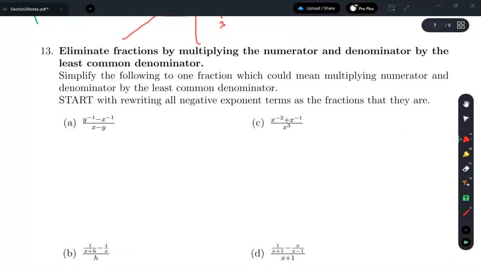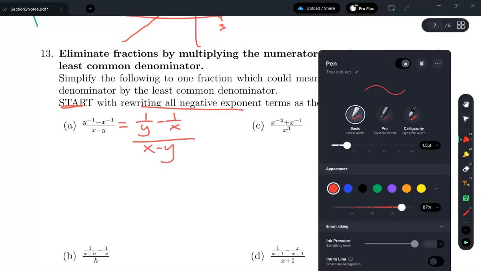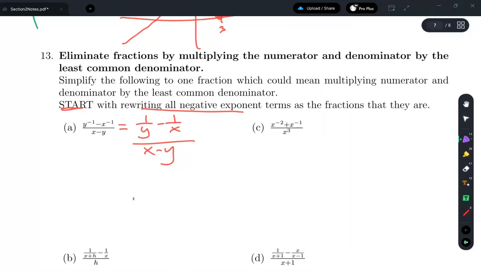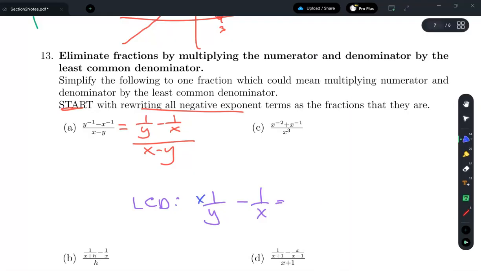Okay, taking care of complex fractions is really important. So first, rewrite all the negative exponents as the fraction that they are. Then I want to multiply by the least common denominator. What I mean is, if you were asked to subtract those, you would say, I need to make the denominator xy. So I'd multiply top and bottom by x, and top and bottom by y. So xy is the least common denominator.